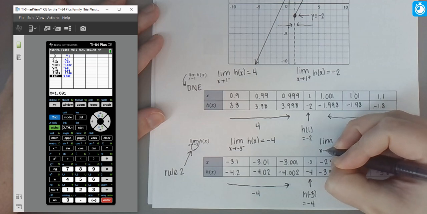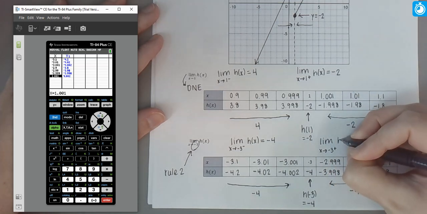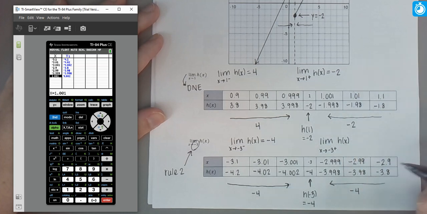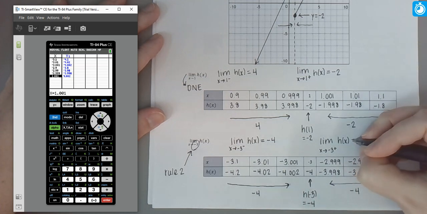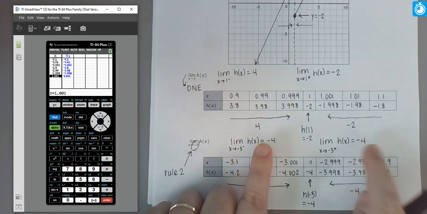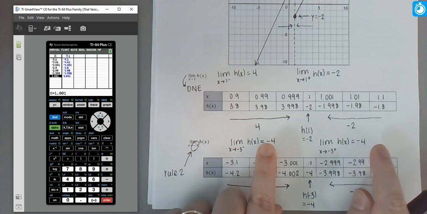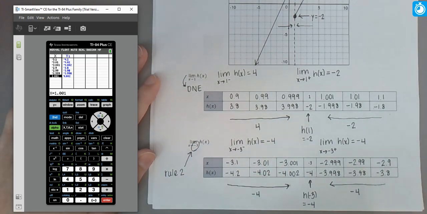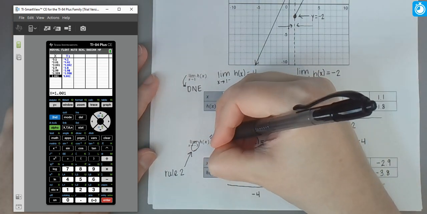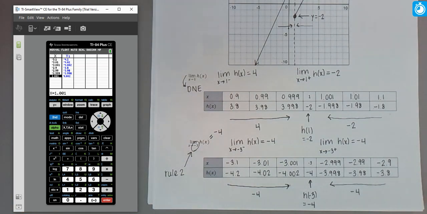So the limit as x approaches negative 3 from the positive side for this function h of x. Well, as we approach negative 3 from the positive side, the associated function values are also approaching negative 4. So the right-handed limit has a value of negative 4. Because these values are the same, because those two numbers coincide, that common number is going to be the value for the actual limit. So our actual limit, the general limit, has a value of negative 4.